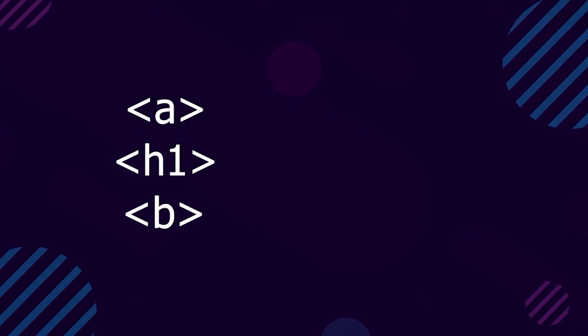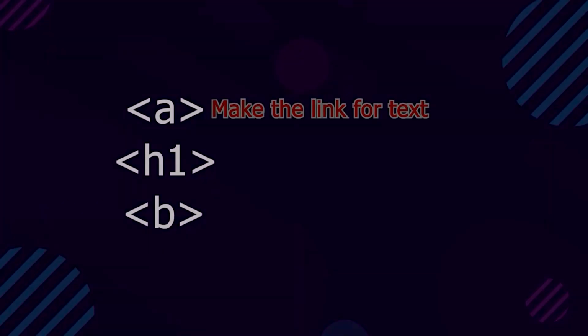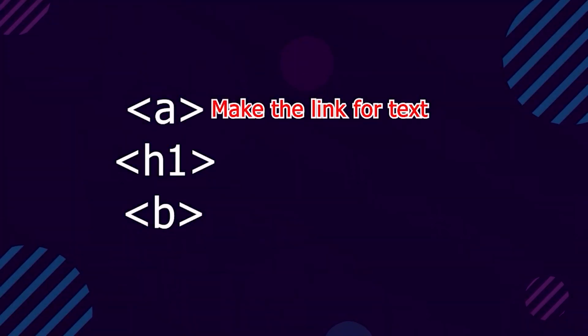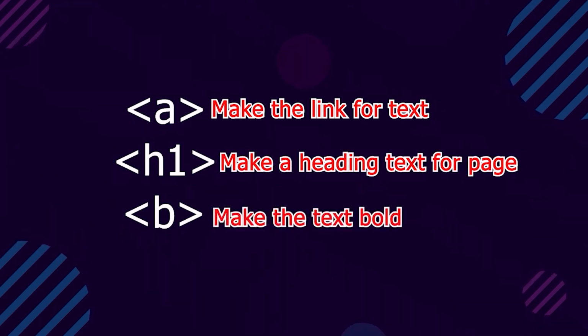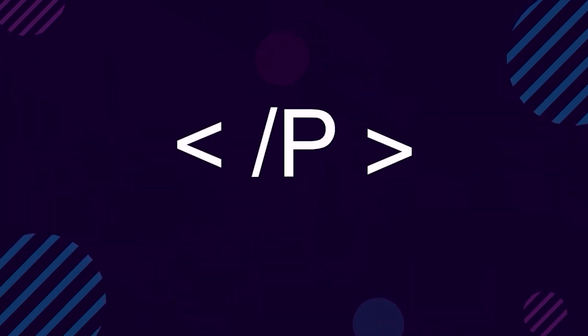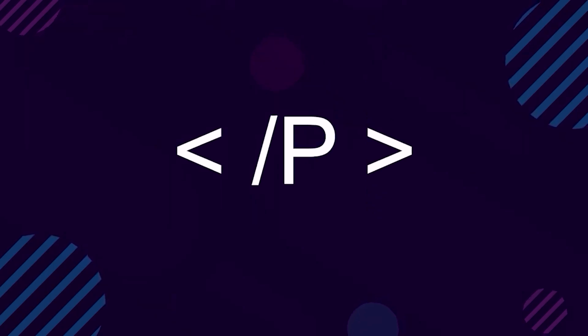So the a makes the link for text. H makes a heading text for the page. B makes the text bold, and more. You see, every character or name in HTML5 has a job, and this is a closing tag. And the difference here is there is a slash, because this is the full tag in HTML5.